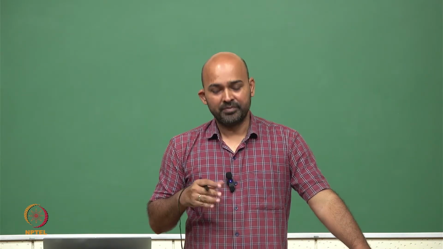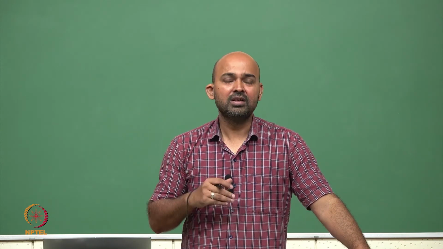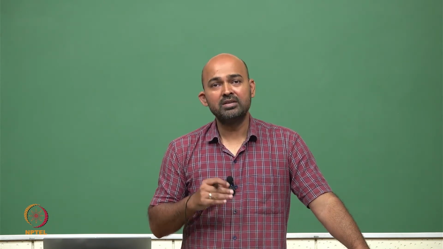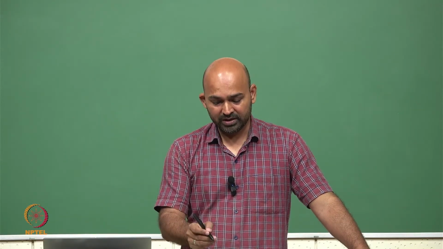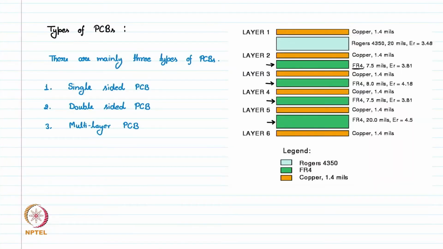But if we have more than hundreds or thousands of components, that time we have to go to multi-layer PCB, and this is what is shown here in this graph. We now have multiple substrates. This is FR4 substrate, and between one FR4 and the next, we are putting a copper layer which is selectively etched.